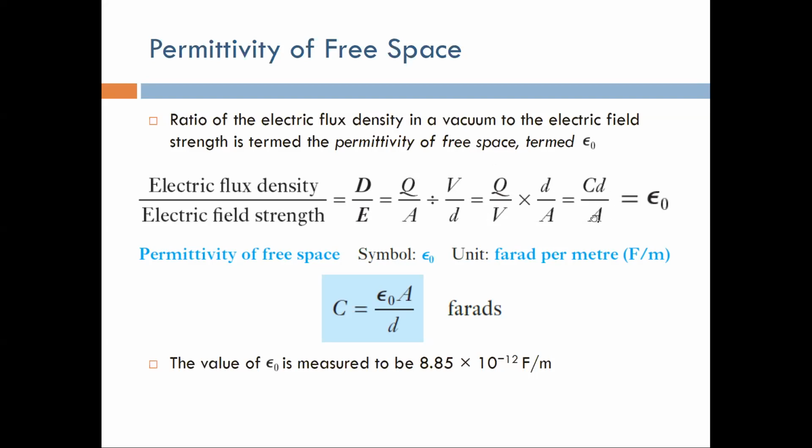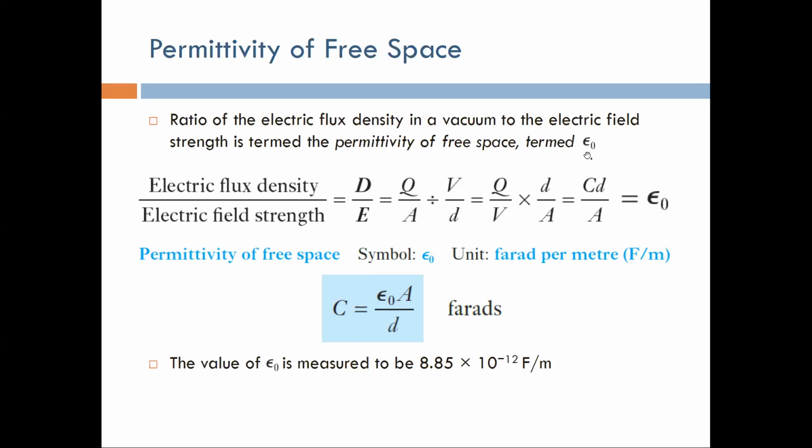From this definition, we found that this particular quantity is always a constant for a particular dielectric. If you put free air or air in between these two plates, you will find that this corresponds to the permittivity of free space, or epsilon naught. This is a constant, okay?